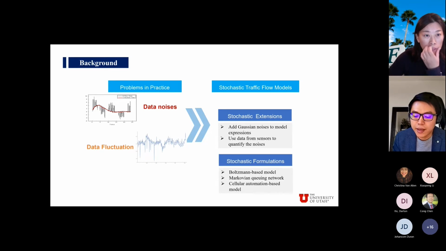The second category is the stochastic formulation. There are several representative models, such as the Boltzmann-based model, the Markovian queueing network, the cellular automata-based model, and so on and so forth.